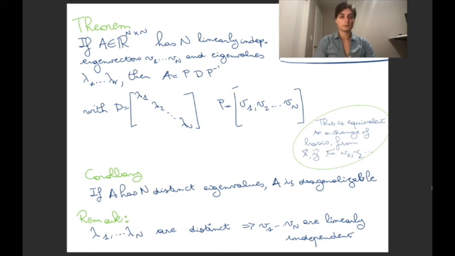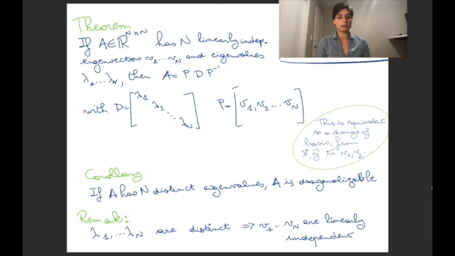So if we have n linearly independent eigenvectors, then we have different or the same eigenvalues, we don't care, lambda 1 to lambda n, then A can be diagonalized, with P being indeed this matrix of vertical vectors v1 to vn, and D being the diagonal matrix with lambda on the diagonal and 0 everywhere else.